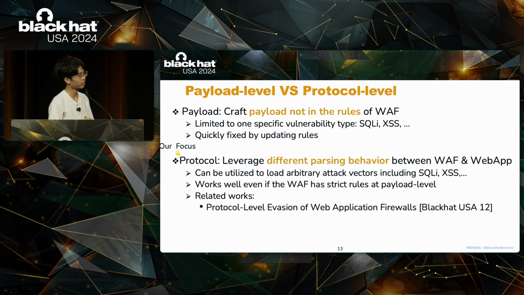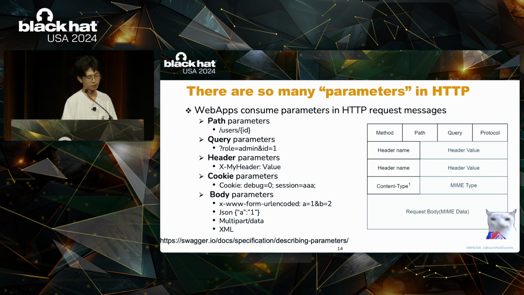In fact, such tactics were proposed at Black Hat over 10 years ago, but we still find many new cases today. After 10 years, the web application ecosystem has become more and more complex, and there are many parameters in HTTP messages. As you can see, there are path parameters, query parameters, header parameters, cookie parameters, and body parameters. And there are many new types of parameters in the body parameters.